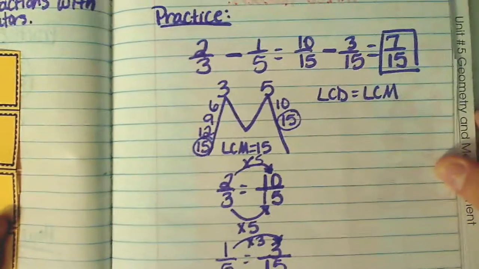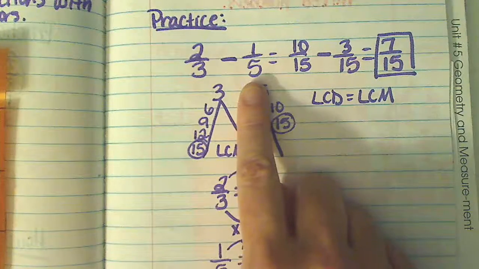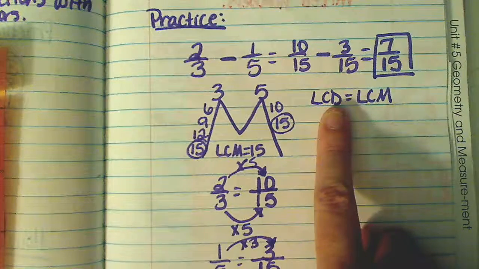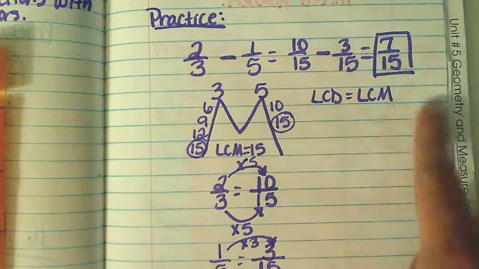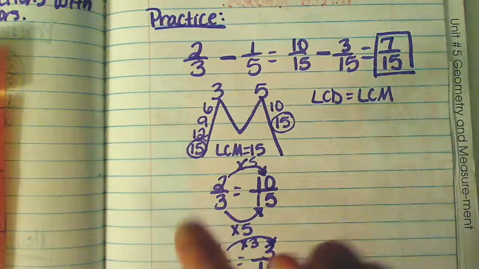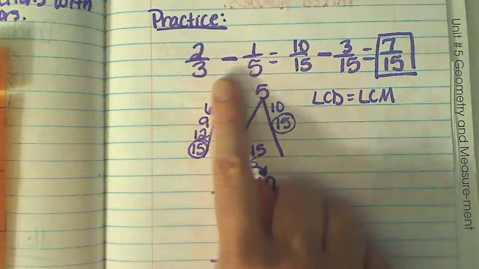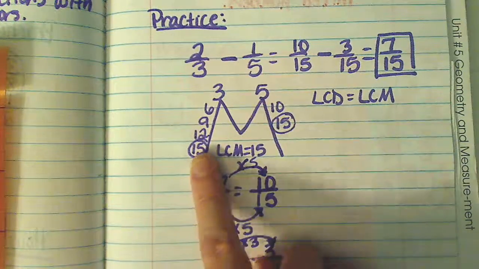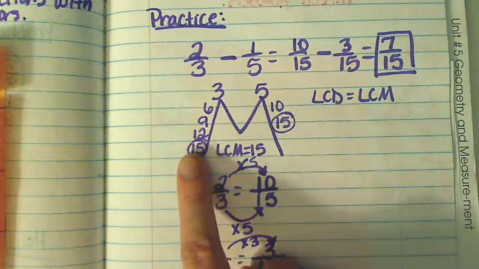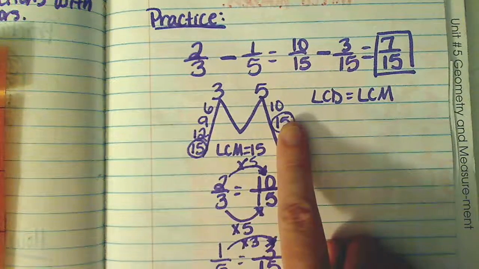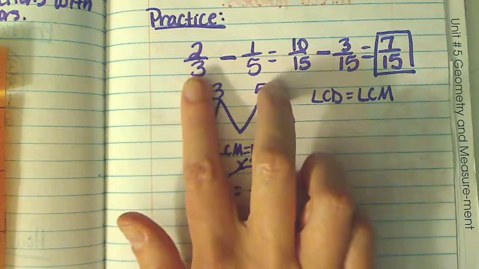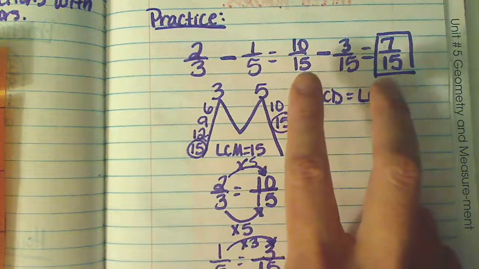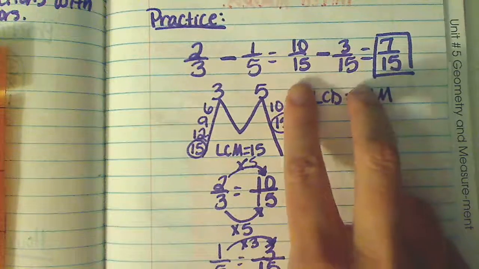If I had a problem like 2/3 and 1/5, on this one, LCD is the same as LCM. Least common denominator is the same as least common multiple. And we learned this LCM last week. So I take the two denominators, 3 and 5. I list my multiples of 3. I list my multiples of 5. And I see that my LCM is 15. So that means if I were wanting to subtract these fractions, I'd have to change my fractions to have denominators of 15 so that I can subtract them.